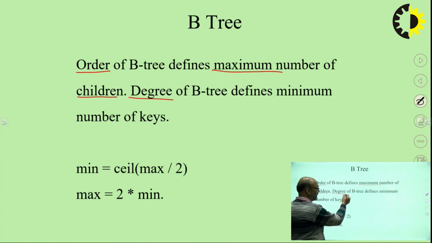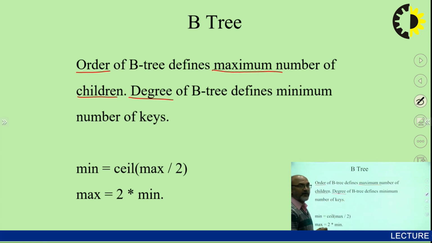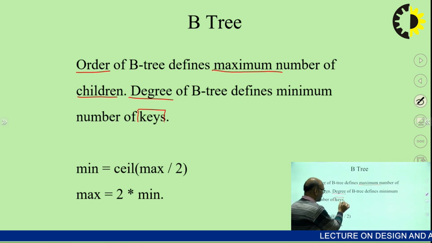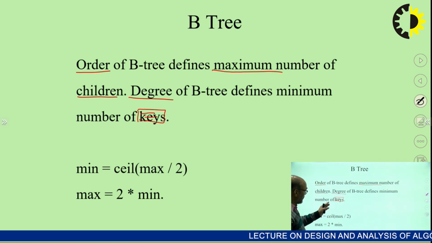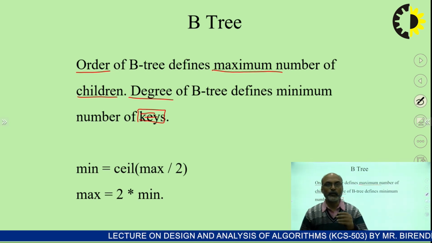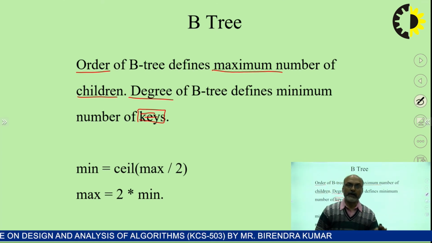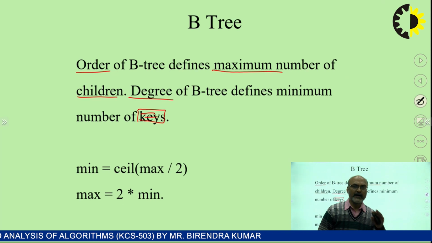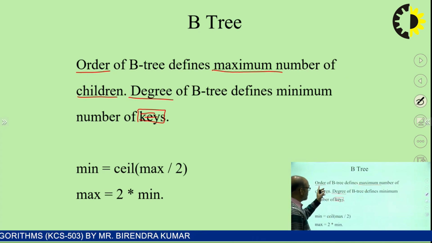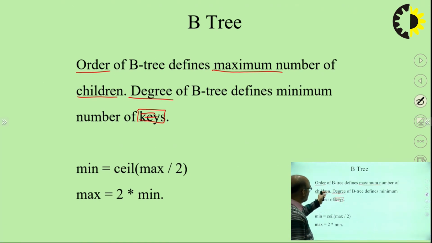Similarly, degree gives the minimum number of children. If the statement is quoted like this, a B tree with minimum degree 2, a B tree with minimum degree 4, whether or not the word minimum is written, degree reflects minimum. This means if order is given in a question, you can assume maximum. If degree is given in a question, you can assume minimum. And these two formulas are given.